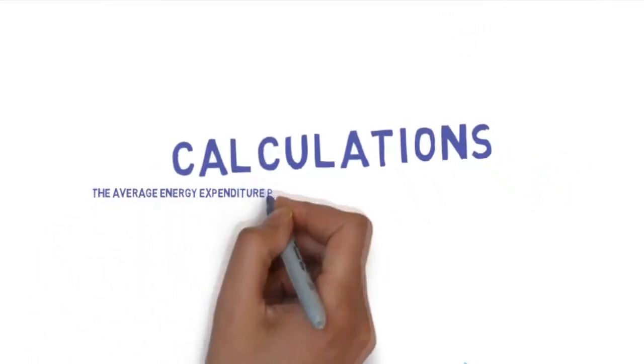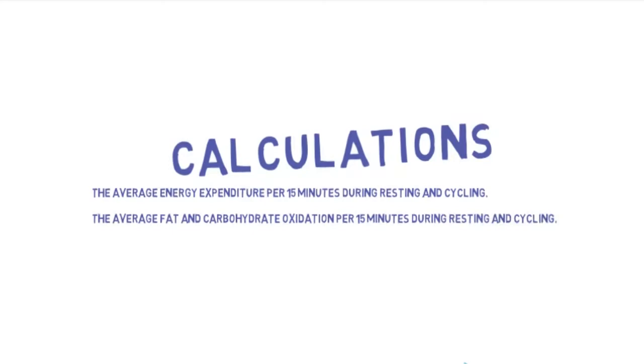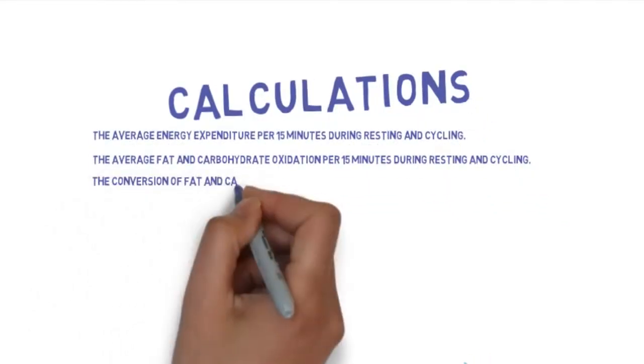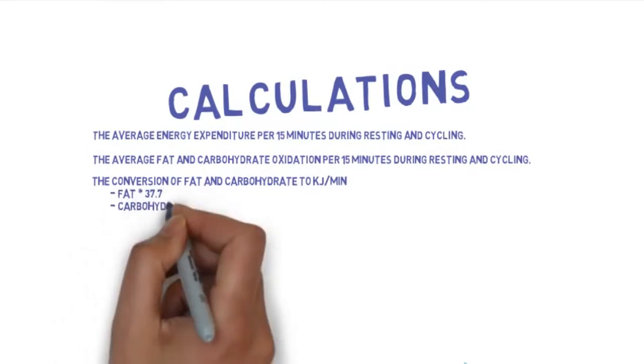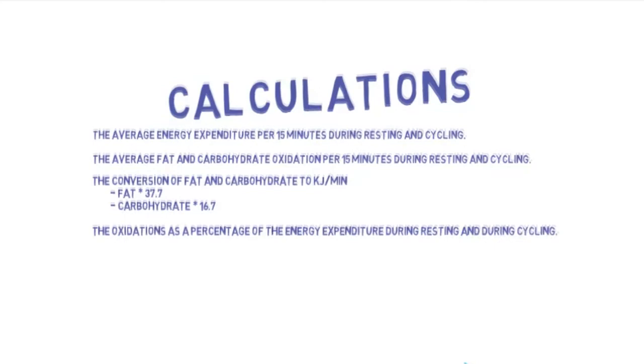The average energy expenditure per 15 minutes was calculated both in resting mode and during cycling. The fat and carbohydrate oxidation were also calculated as an average per 15 minutes. The fat and carbohydrate oxidation had to first be converted into kilojoule per minute before it could be taken as a percentage of the energy expenditure. The fat oxidation was multiplied by 37.7 while the carbohydrate by 16.7. Then the oxidations were measured as a percentage of the energy expenditure. This was done because it gives a clear indication of how the oxidation of fat and carbohydrate changes.